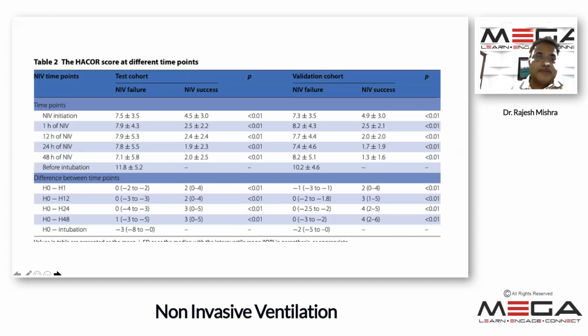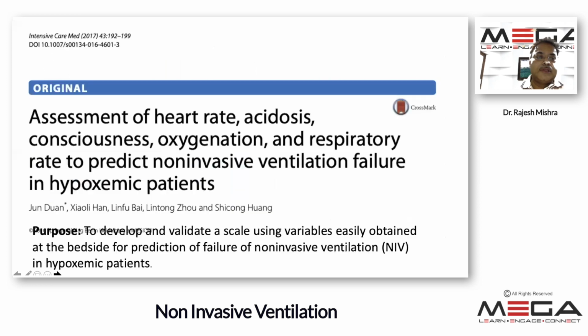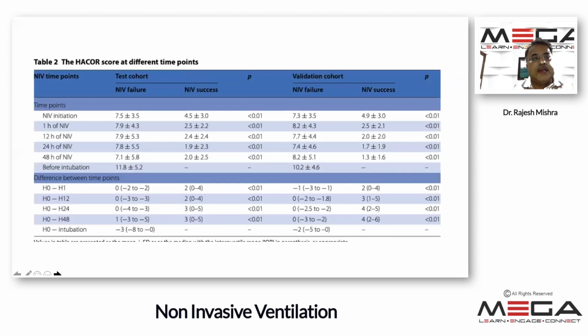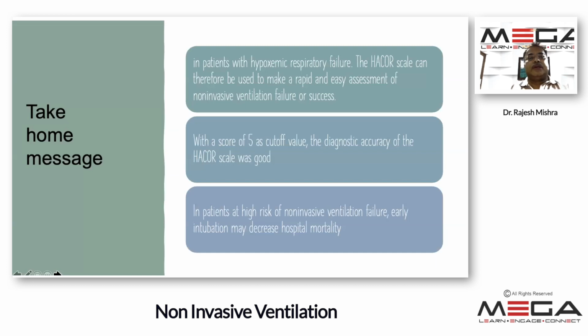So NIV with this score of the HACOR score, one can predict the NIV failure, intubate the patient early, and save the patient early. So the take-home message for this HACOR score: if your patient is having hypoxic respiratory failure, you go for the HACOR scale and do the rapid assessment.